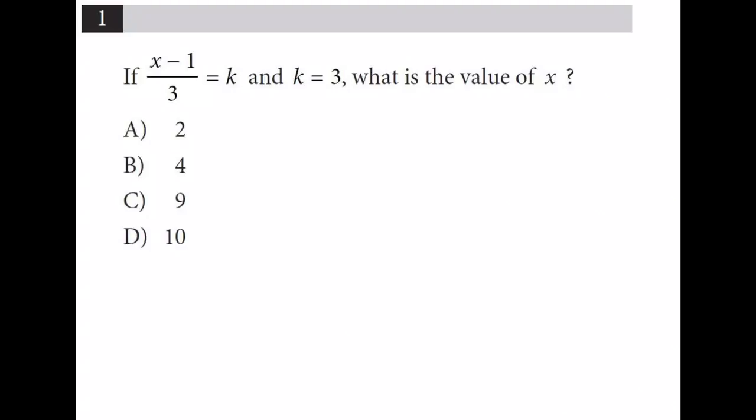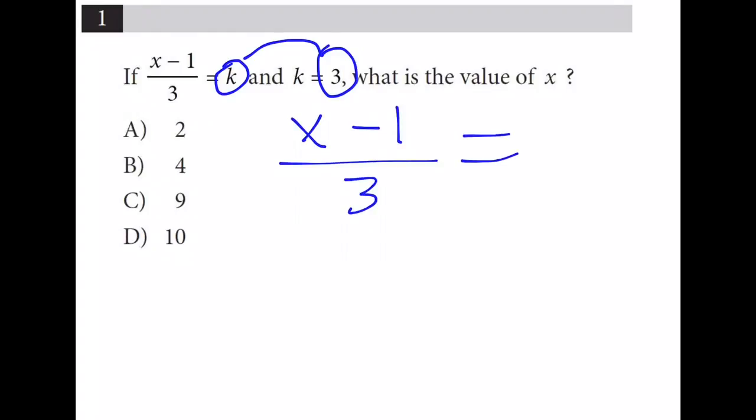The correct answer is substitution, of course. We see two equations that are both equal to k. If we want to solve one of them, we can replace k with what it's equal to. This gives me an equation of quantity x minus 1 divided by 3 is equal to 3.